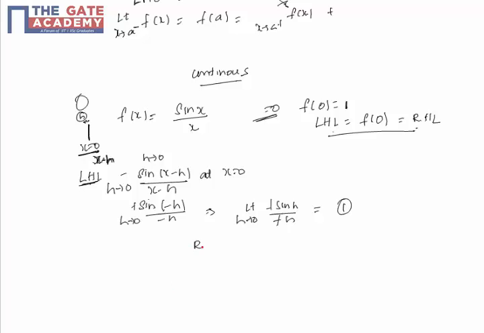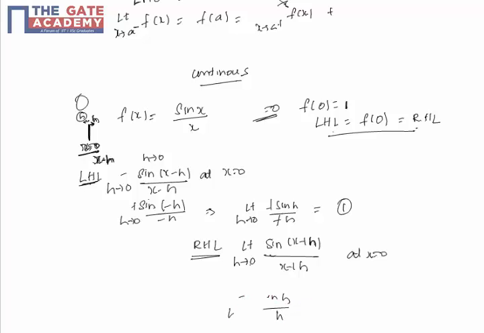Now if I am considering the right hand limit, I am taking a small value h and just adding it to the value of x is equal to 0. This is taken as the right hand limit. So limit h tends to 0 of sin of x plus h by x plus h, where h is a positive value that tends to 0. Now if you put x is equal to 0, then it is sin h by h.